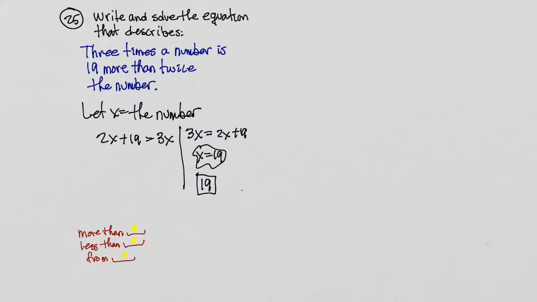Let's see if this works. Let's check this. What if we take 3 times 19? We want to know, is that equal to 2 times 19 plus 19? Well, this is going to be 57. This is equal to 38 plus 19. 57 equals 57. The whole thing checks, so I think we've got it. There is our answer. That number is 19.